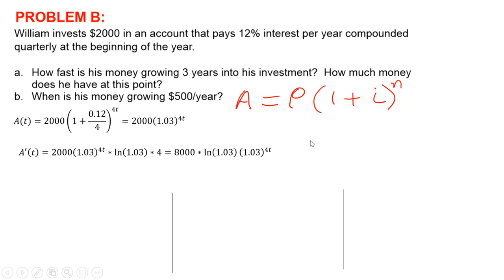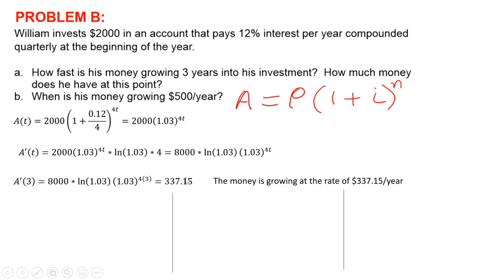So the question now is, how fast is it growing in 3 years, or at year 3? We're just simply going to put 3 into the derivative. And it says that our money is growing at $337.15 per year at year 3. So at the 3-year mark, that's how much his money is growing by. His $2,000 is growing at a rate of $337 per year at the 3-year mark.